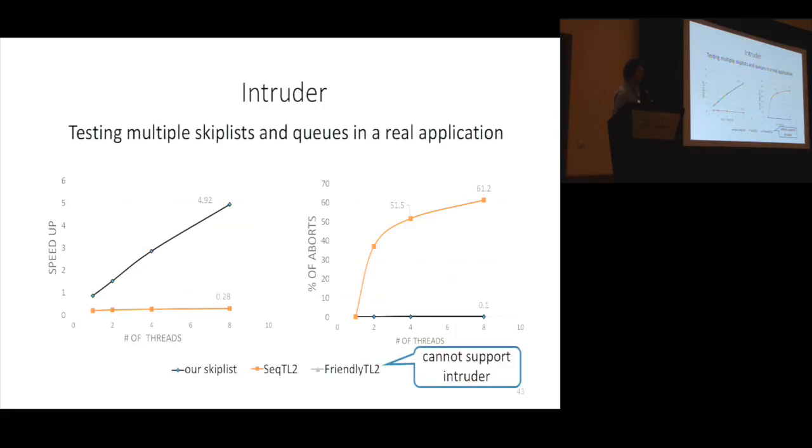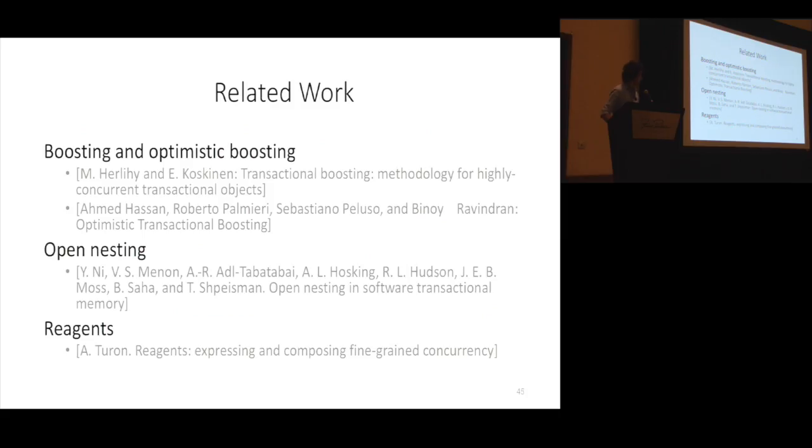TL2 has a lot of aborts. We think this is because we implement the queue in a pessimistic way. So we think that reduces the aborts almost to a minimum. Okay.